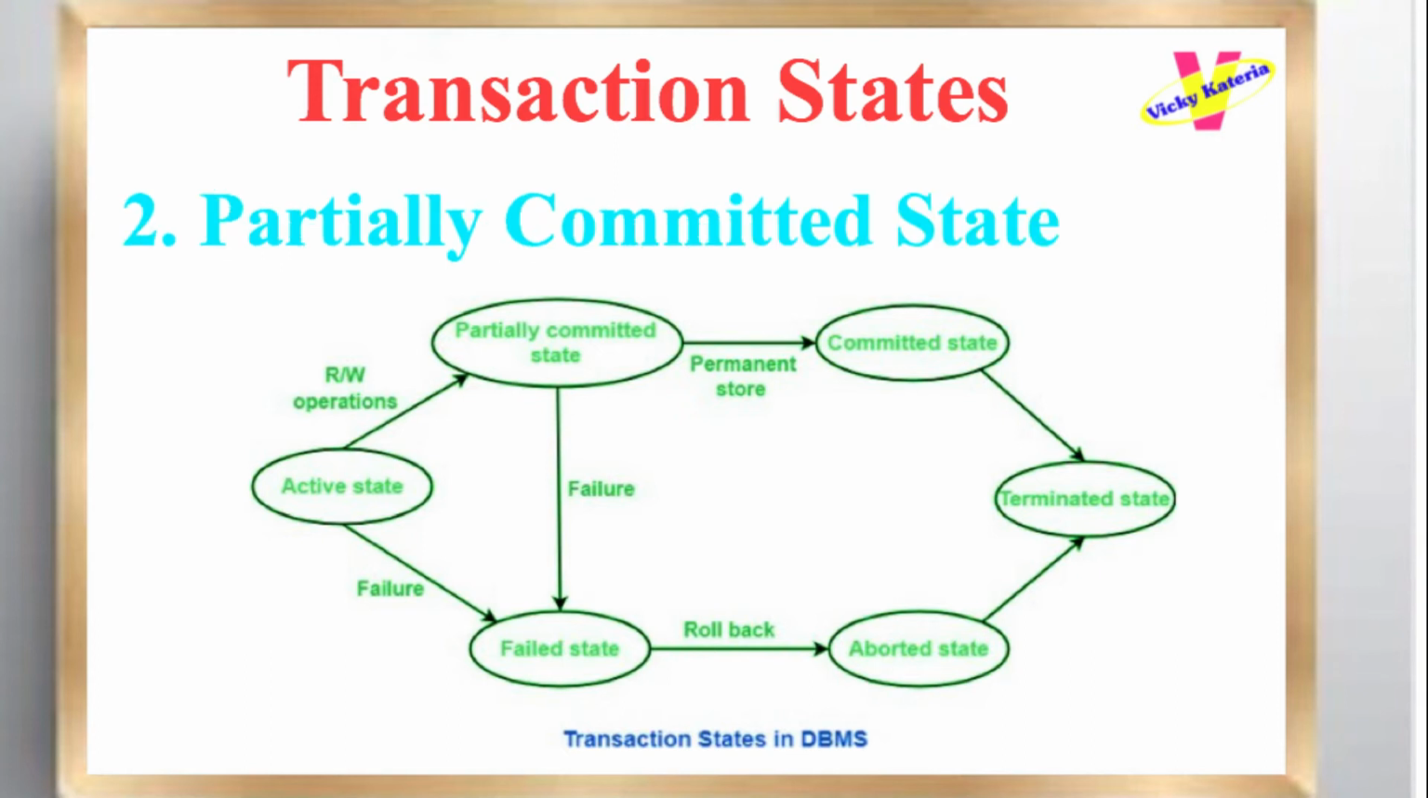Partially committed state. After the last instruction of transaction has executed, it enters into a partially committed state. After entering this state, the transaction is considered to be partially committed. It is not considered fully committed because all the changes made by the transaction are still stored in the buffer in main memory.